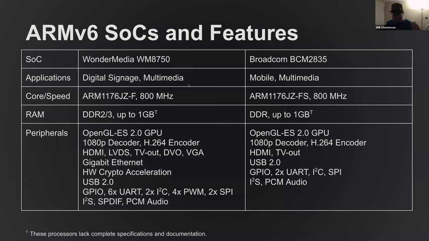ARMv6 is one of the weirder ones because of the weird state of floating point, virtual floating point versus not, is it there or not? The one chip that you should be paying attention to is this one. This is the original Raspberry Pi chip.